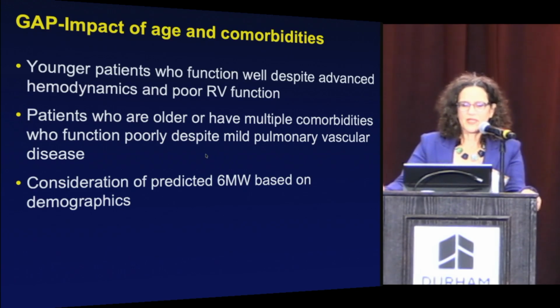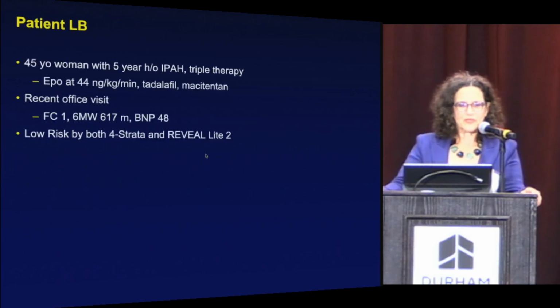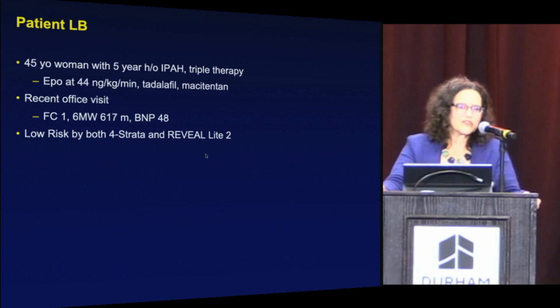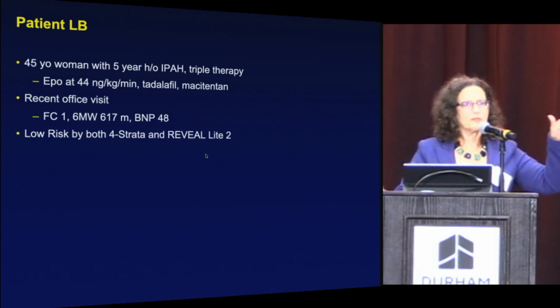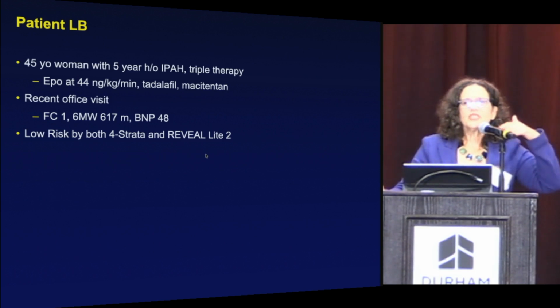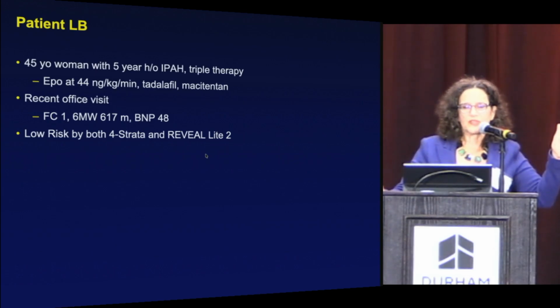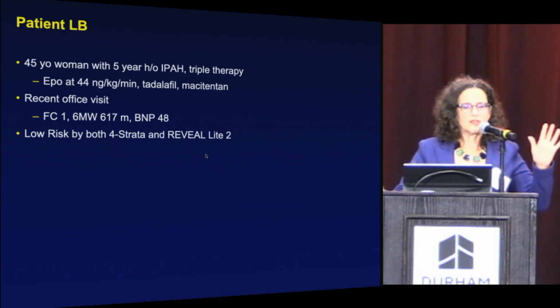So Jimmy had written asking for some cases for discussion. So I'm going to give you these two examples of where I think risk assessment falls apart. So this is a woman, she's 45. I've been seeing her for about 5 years. She has clear-cut idiopathic PAH, was sick at the time of her diagnosis, was started on triple therapy, and she's done great on triple therapy. She's currently on epoprostenol 44 nanograms, tadalafil and macitentan.